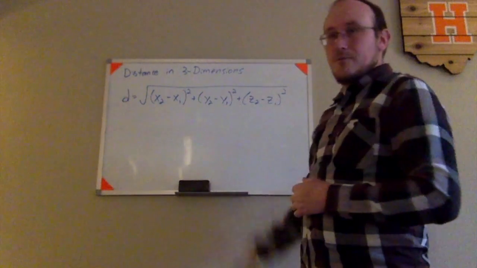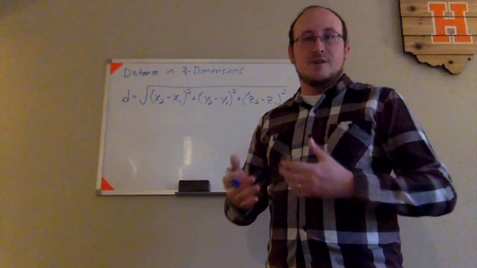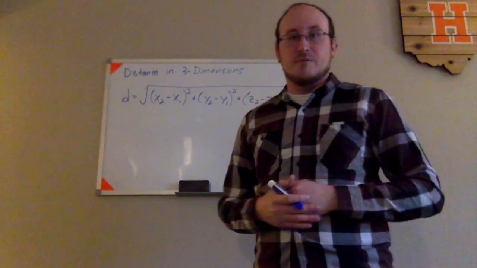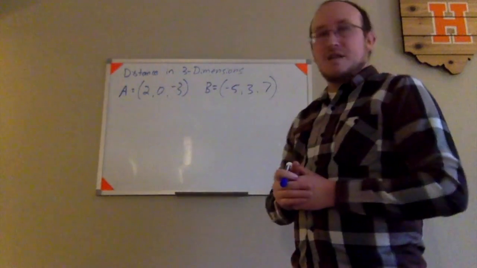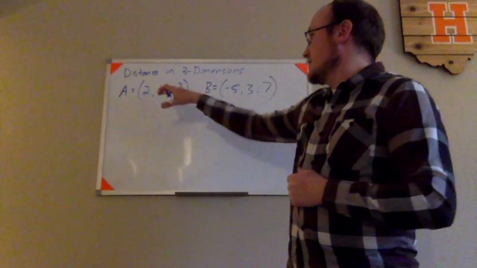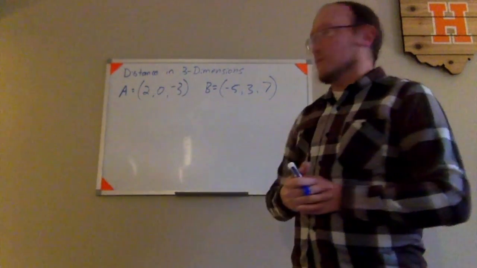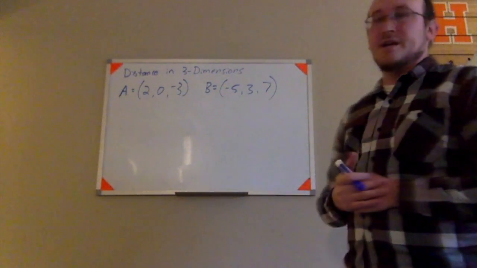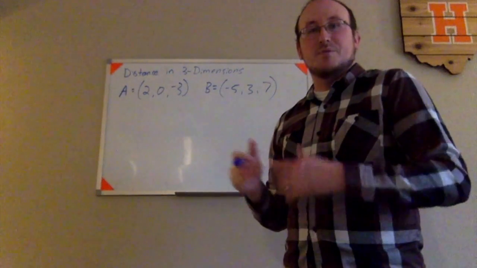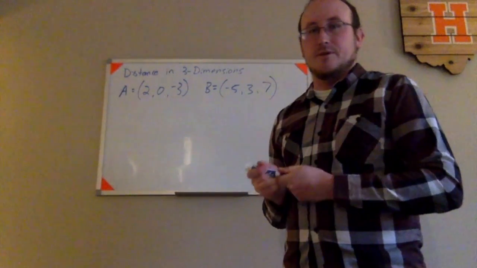So here's the formula. Let's take a look at how we can use it to find the distance between 2 points in a three-dimensional coordinate system. So here's an example problem. We have point A, which is the ordered triple 2, 0, negative 3, and point B, which is the ordered triple negative 5, 3, 7. And we want to find the distance between those 2 points.